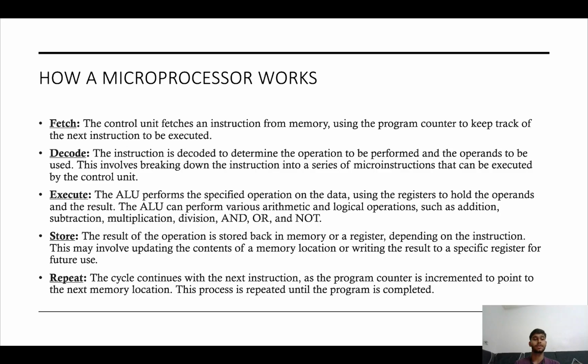Execute. The ALU performs the specified operation on the data using the registers to hold the operands and the result. The ALU can perform various arithmetic and logical operations such as addition, subtraction, multiplication, division, AND, OR, and NOT. In the store phase, the result of the operation is stored back in the memory or any of the registers that we want to store our data in. This cycle continues to repeat till the last instruction is completed.